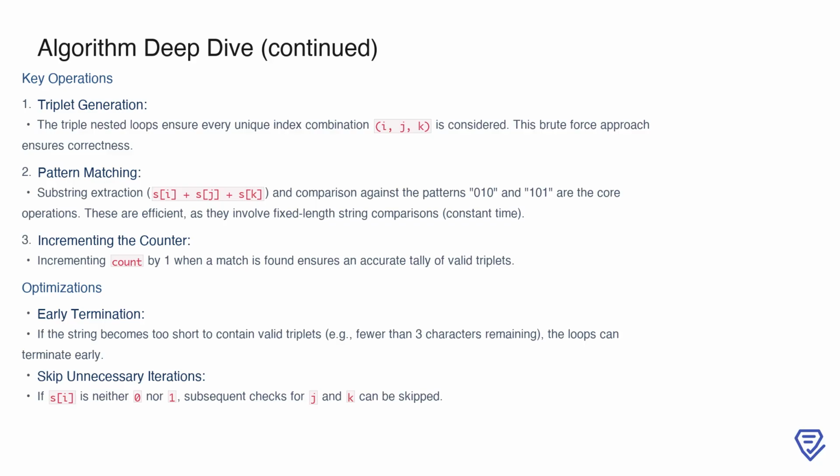Since these are fixed-length patterns, the comparison is efficient. When a match is found, the counter is incremented to reflect the discovery of a valid triplet. To improve efficiency, a few optimizations can be introduced.